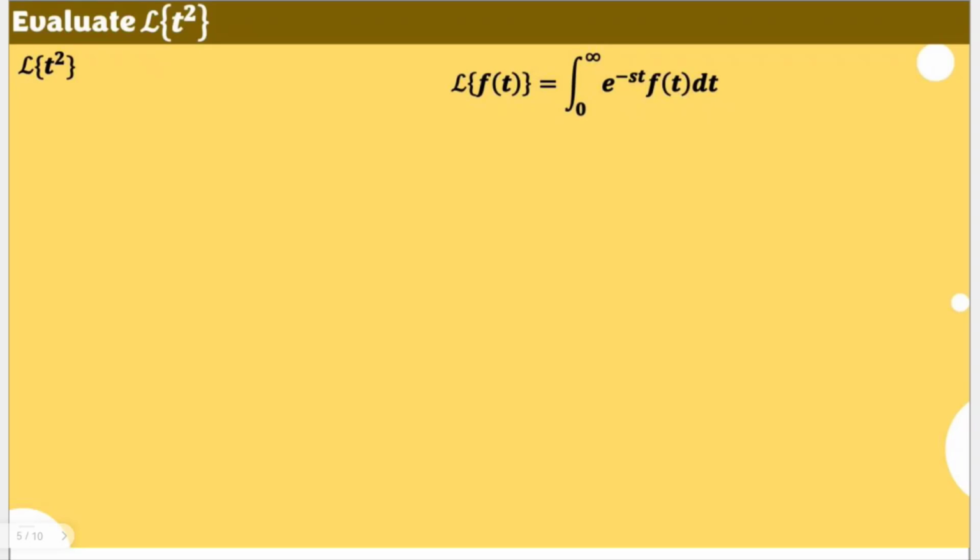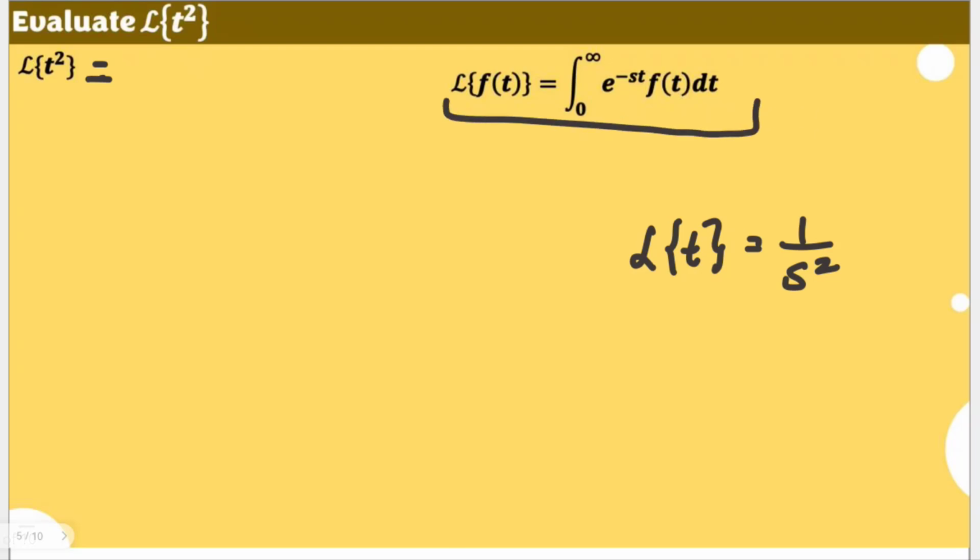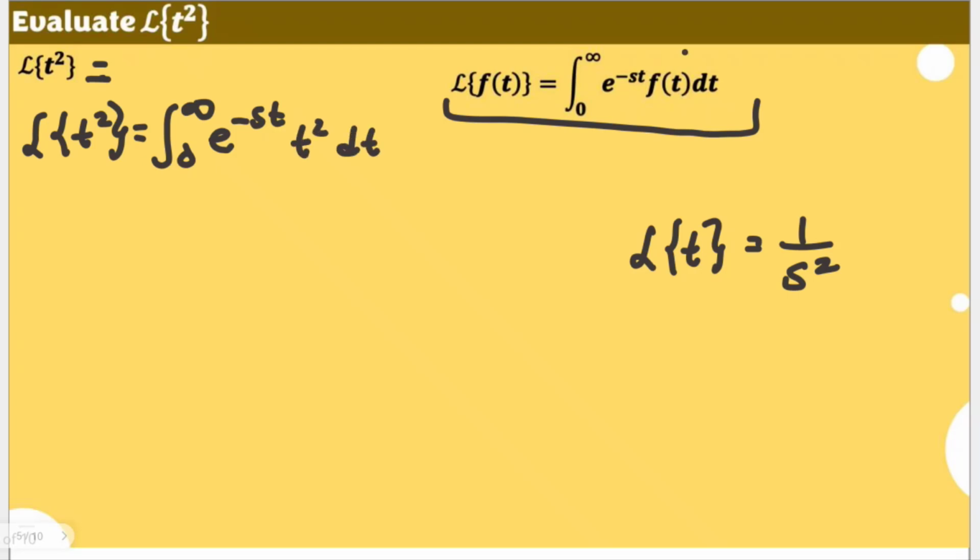Having learned the representative expression for the Laplace transform of t, which is 1 over s squared, we can now come up with another form for the Laplace transform of t squared. We are going to still use the same expression for the Laplace transform, and we're going to generalize it later. So plugging this into the formula, you will have the integral from 0 to infinity of e to the power of negative st, your f of t is t squared, dt, because this is your f of t.